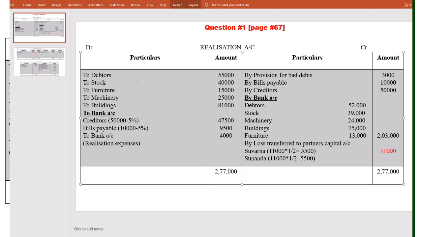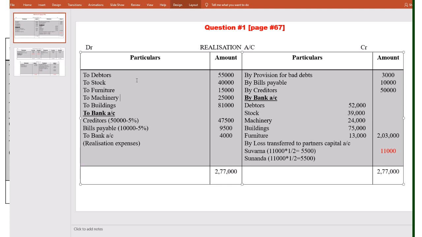For the first question, Suvarna and Sunanda are the partners sharing profits and losses equally. Their balance sheet is as on 31st March 2018. The balance sheet is given, with liabilities and assets. Keeping that apart, next below that you can see, on the above date the firm was dissolved. The following information is available.